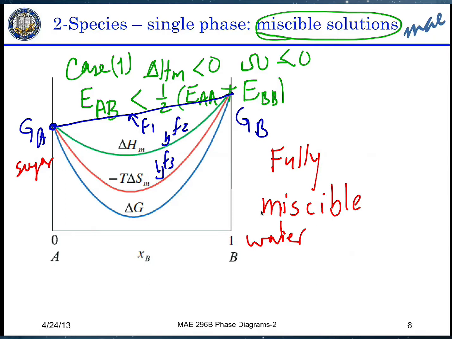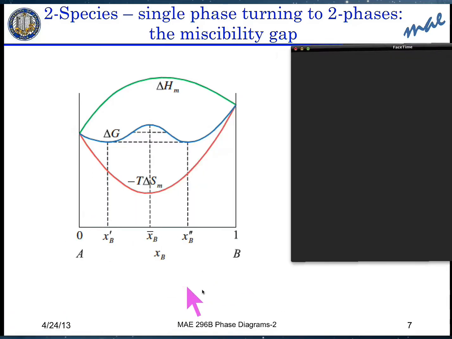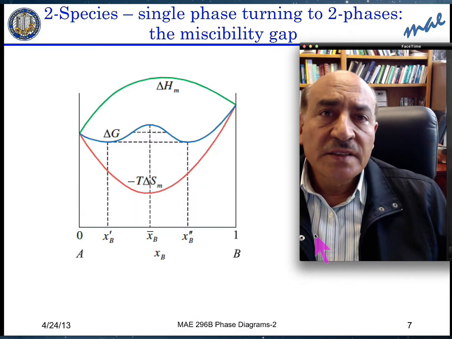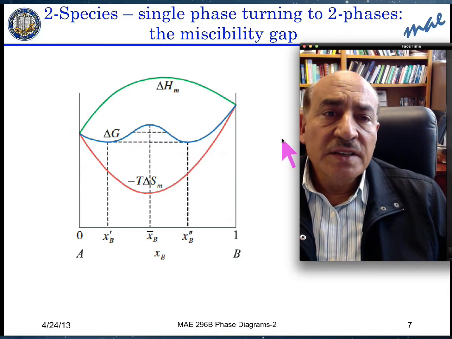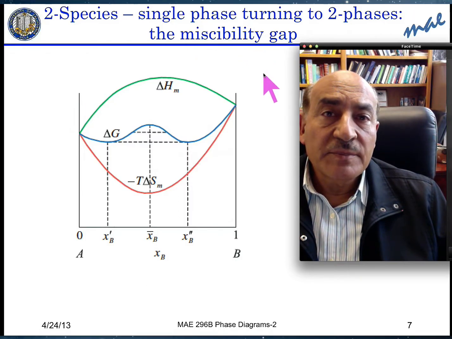You're going to have one solution of the two species, and they are just completely mixed together in space. So now let's look at the next stage, which is I have two species, but I have a single phase, and this single phase that you'll see here is going to turn into two phases, and it will create what is called the miscibility gap.